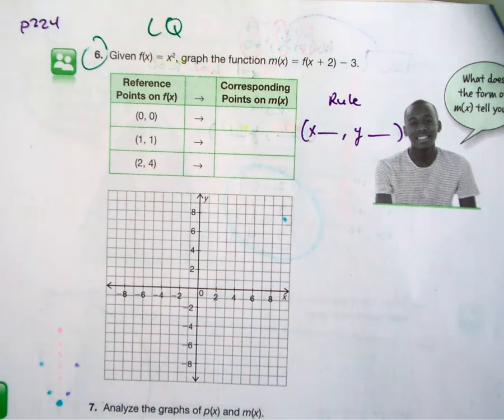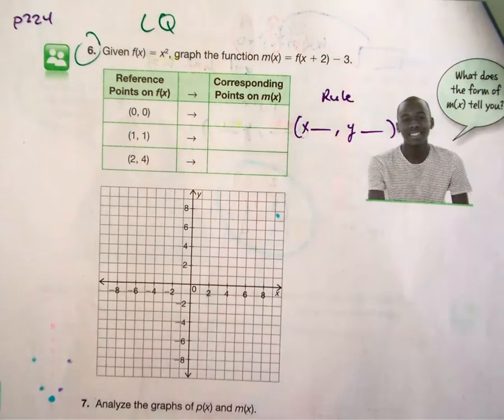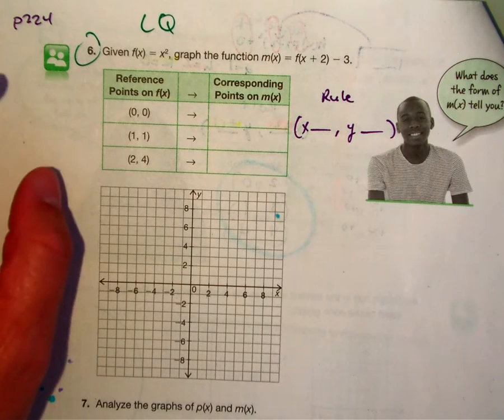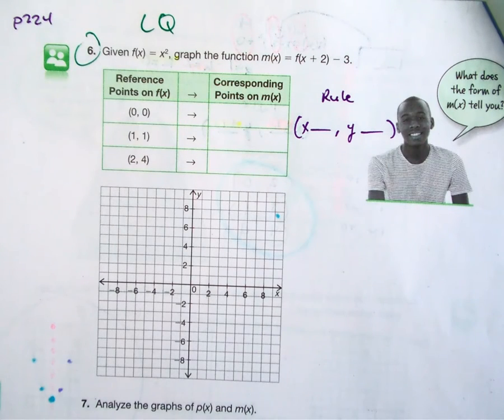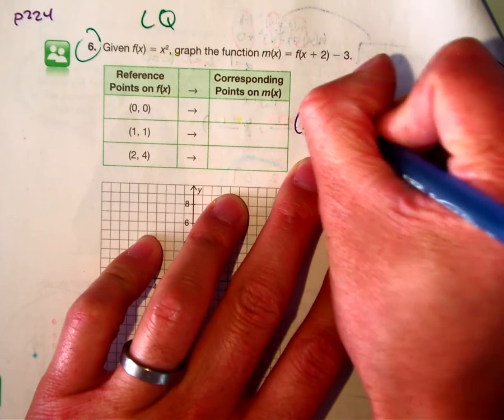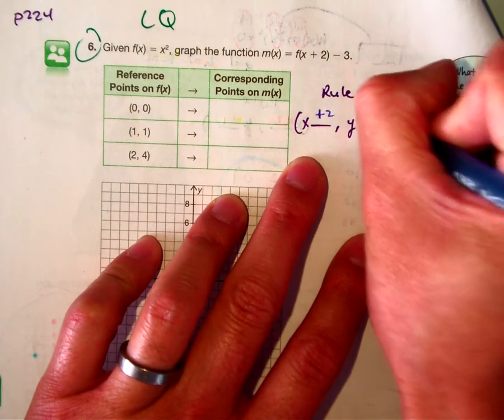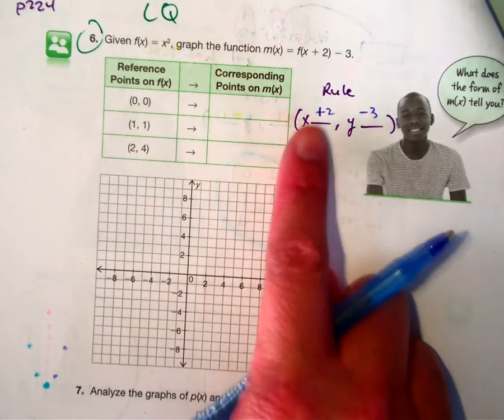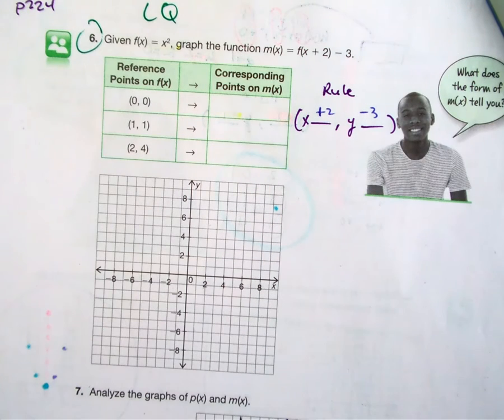Francisco, what was the rule that you created here? Plus 2 and negative 3. Plus 2 for the x and negative 3 for the y. Class, thumbs up, thumbs down. Okay, this is the trap. That's the trap.